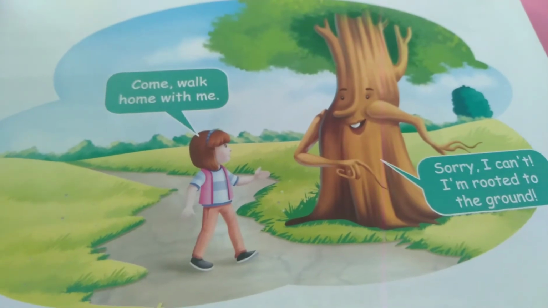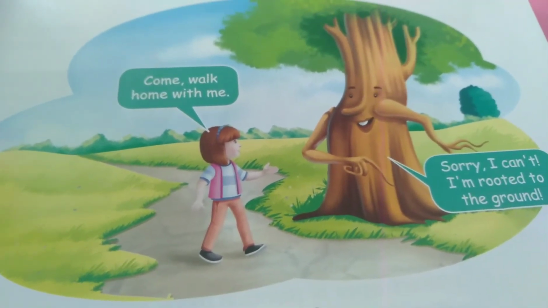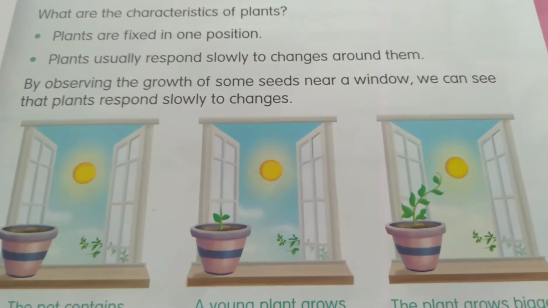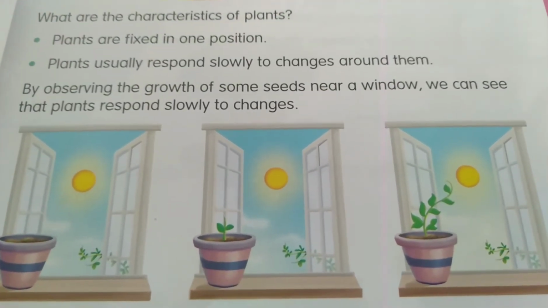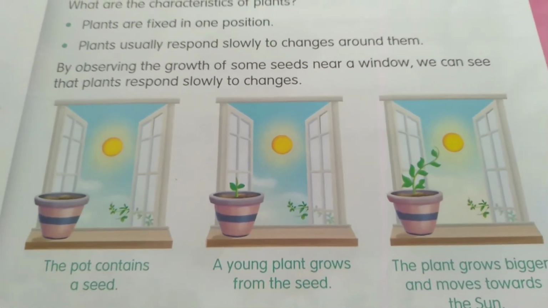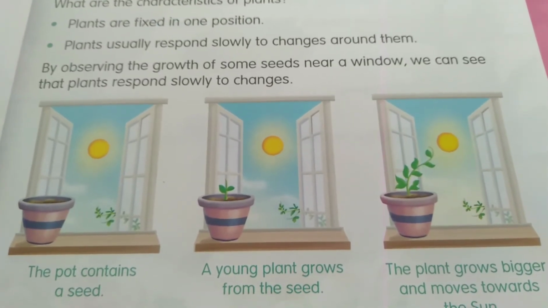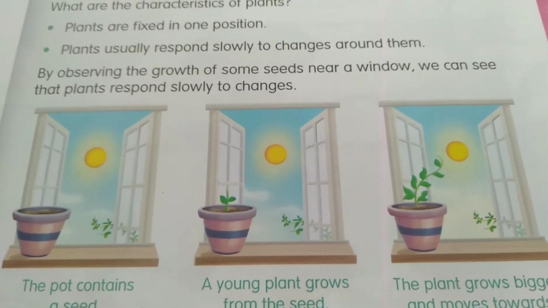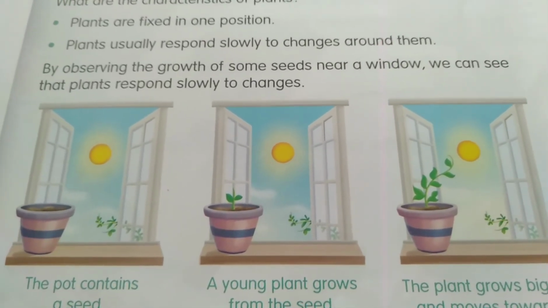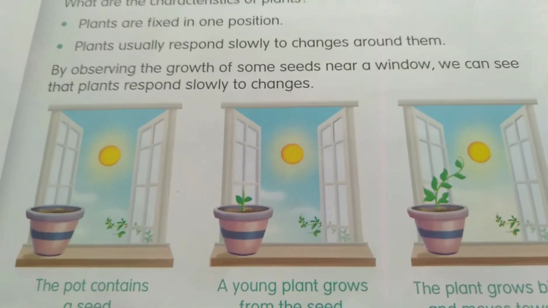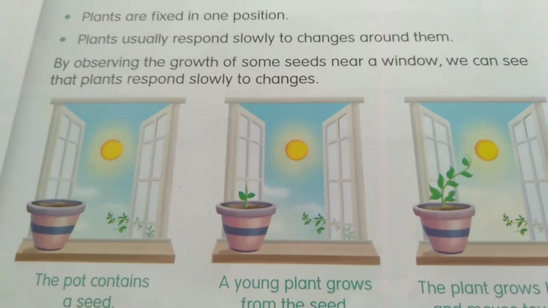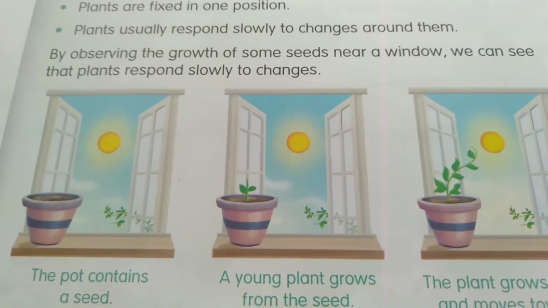So what do you think about the conversation of the girl and the trees? Okay, let's see what the characteristics of plants are. We will see the three pictures here. Plants are fixed in one position. Plants usually respond slowly to changes around them. By observing the growth of some seeds near a window, we can see that plants respond slowly to changes.